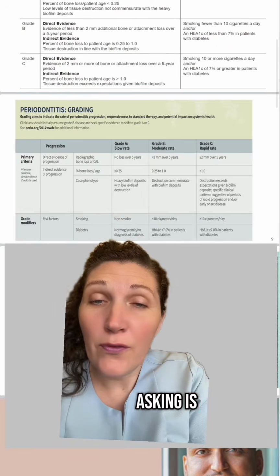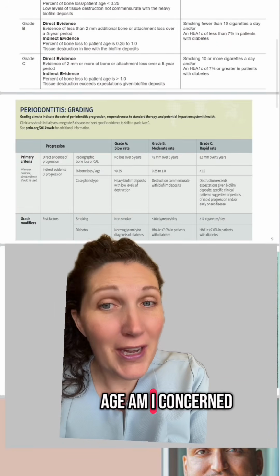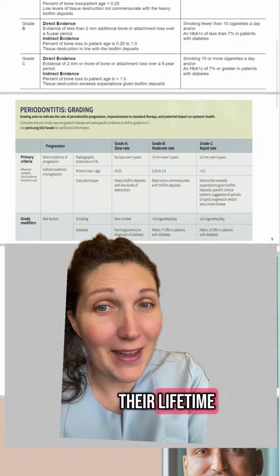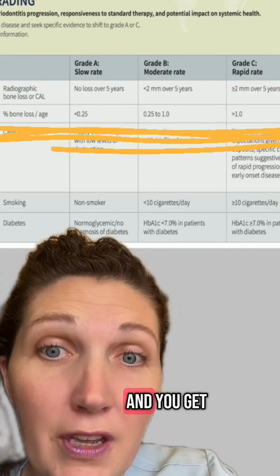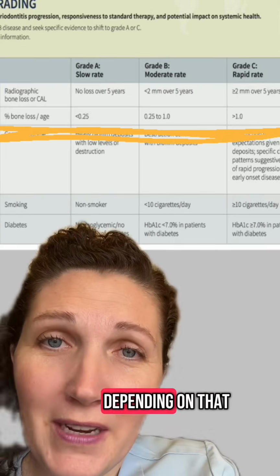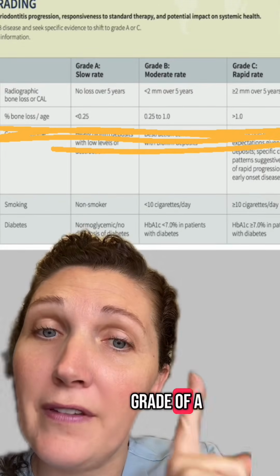Essentially what we're asking is, for this patient's age, am I concerned they're not going to be able to keep their teeth for their lifetime? You could do some math and divide the greatest amount of bone loss by their age, and you'd get a number. You can see it right along here. Depending on that number, you're going to give them a grade of A, B, or C.